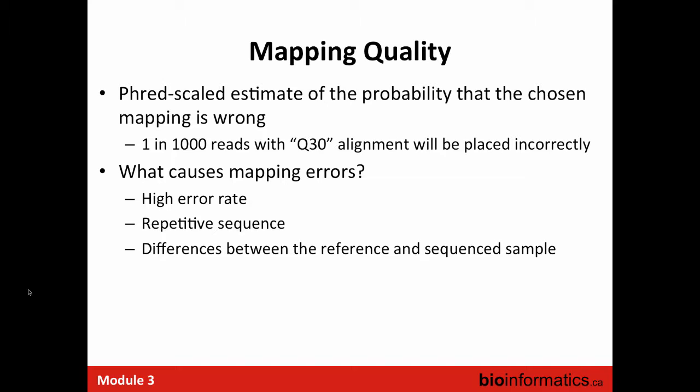Now, what possibly causes mapping errors? Well, if there's a lot of errors in the read, it can confuse the mapper and put it in the wrong position. If the genome is very repetitive, and the human genome is very repetitive, it can cause the mapper to put the read in the wrong location. And if there's any variation, like SNPs and indels, between the reference and the individual that you've sequenced, that can cause problems as well.